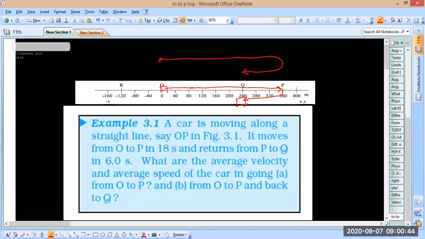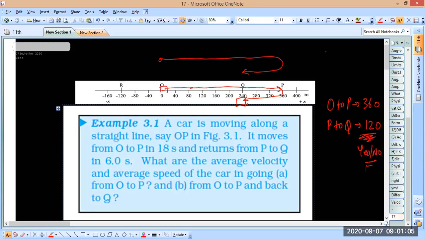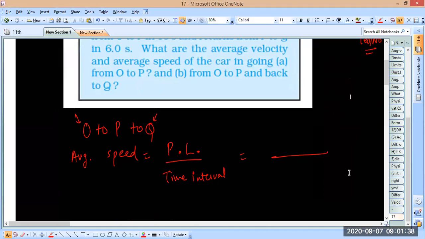In going from O to P, the distance traveled is 360. And then going back from P to Q, the distance traveled is 120, correct? Is this 120 clear? What's not clear, Sanju? 120. The distance between P and Q. How much is the distance between P and Q? It is 360 minus 240, that's the distance, 120. So total path length is 480. Total path length is 480.